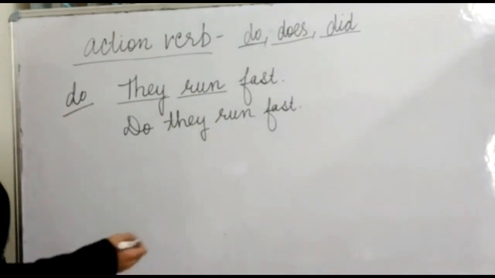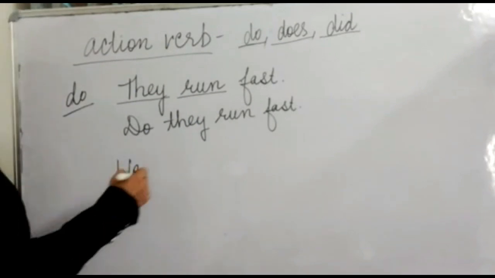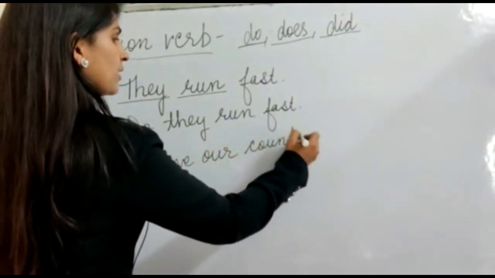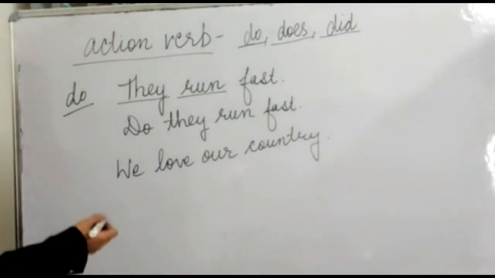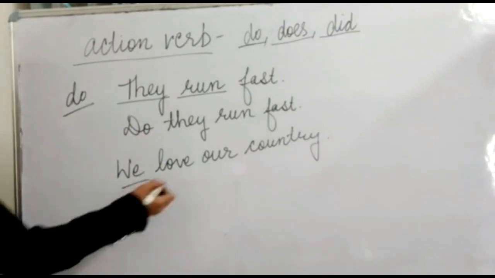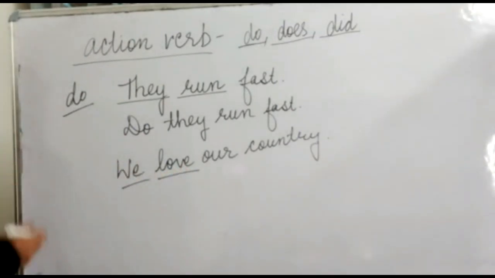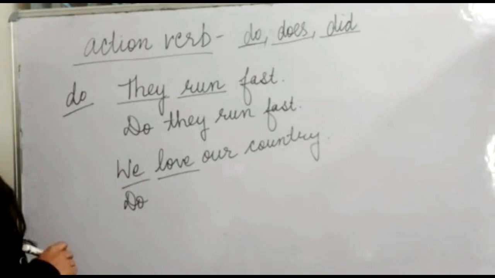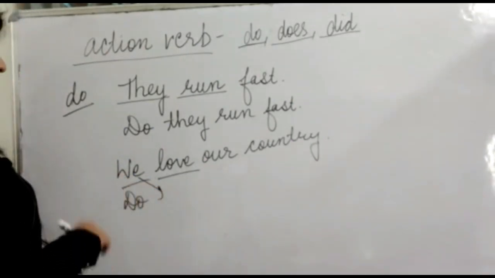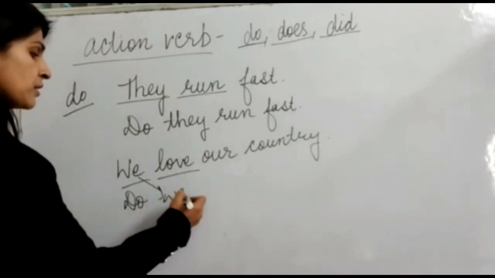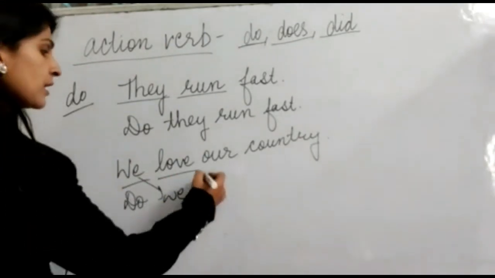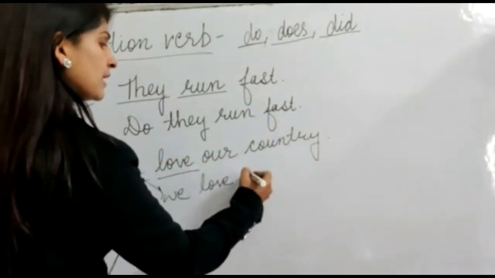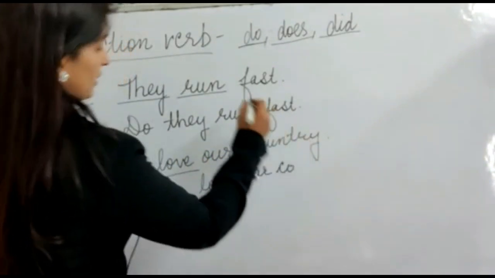Let's take one more example. We love our country. We can see here that the subject is plural. The verb is in present. So how will we change it? We will start the sentence with do. Immediately after do, we have the subject. And what is the subject here? We, which is a plural subject. Do we, and then we have the verb, the present verb. Do we love, and then the rest of the sentence.